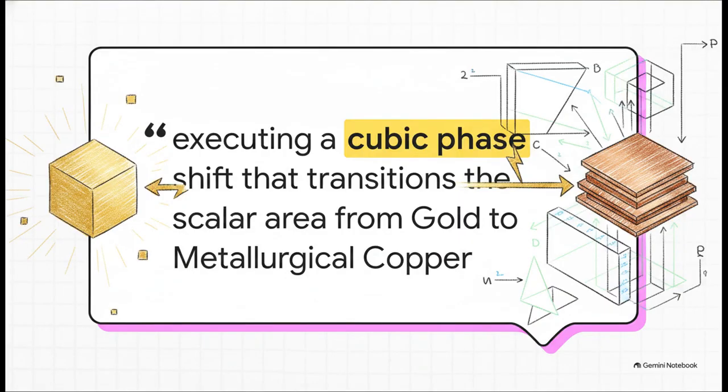And that brings us to what is easily my favorite quote from the whole paper. Because this governance shadow bites into the physical width, the author states it is, quote, executing a cubic phase shift that transitions the scalar area from gold to the metallurgical copper reciprocal. I mean, that is basically mathematical alchemy. By keeping the width and height uncollapsed, the math definitively proves that simply stepping the geometry inward cubes the golden ratio. We physically shift the hardware canvas straight from a mathematical state of gold into the mathematical coordinate for copper.